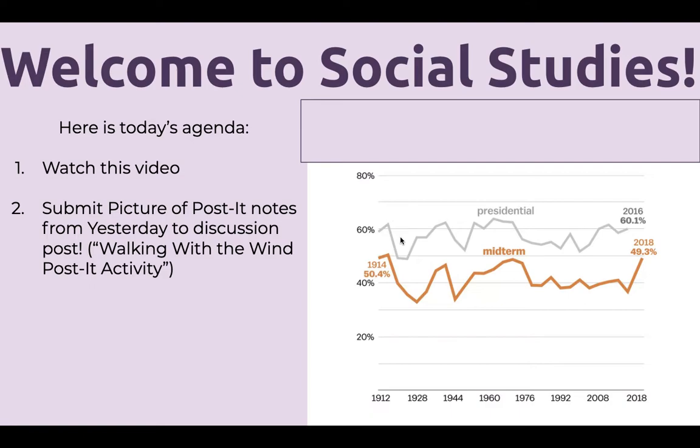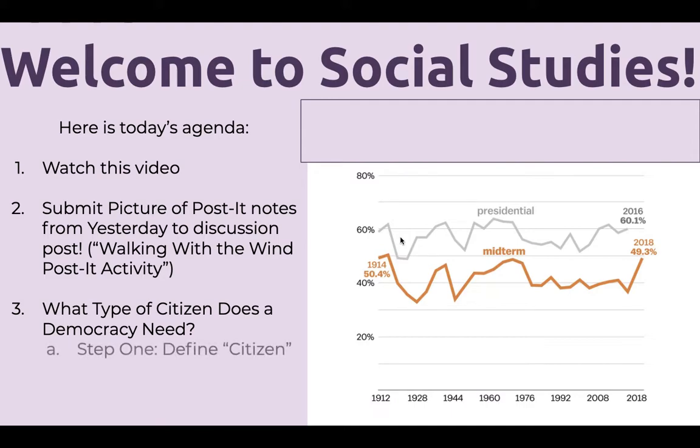Finally, step 3, you're starting something new today called What Type of Citizen Does a Democracy Need? And there are 2 steps you're going to complete. Step 1 is defining a citizen. Step 2 is the reflection questions, and then finally make sure you submit it. And I will explain that in a minute.